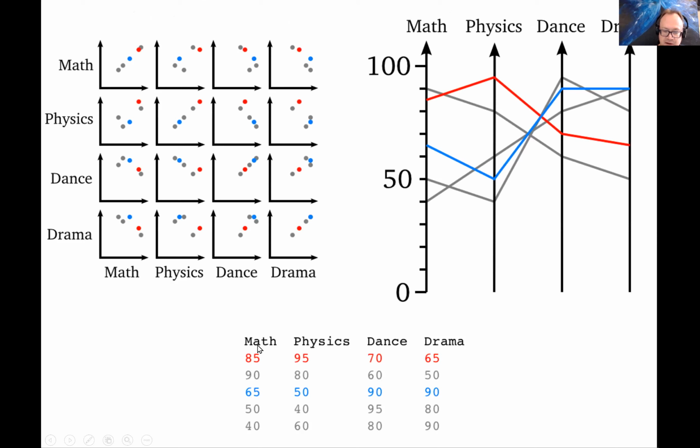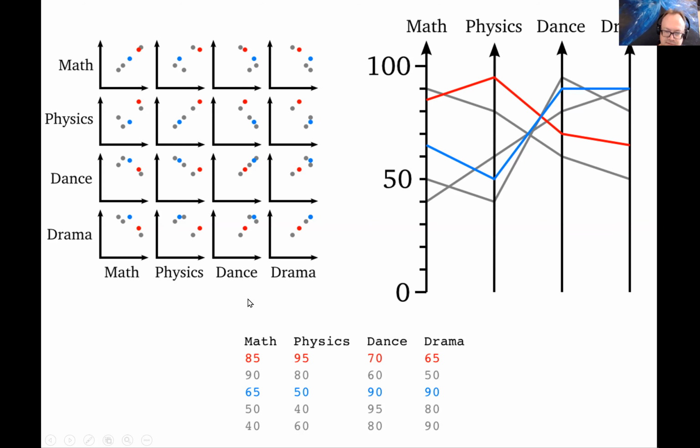Here's another example. Now I've got 4 slightly different courses. I've got 5 students. One of them is in red, one of them is blue. And on the right is parallel coordinates. On the left, you have a full matrix. So this is why we call it a scatterplot matrix, because we're taking all of our variables and crossing them with themselves, and it produces a full matrix.